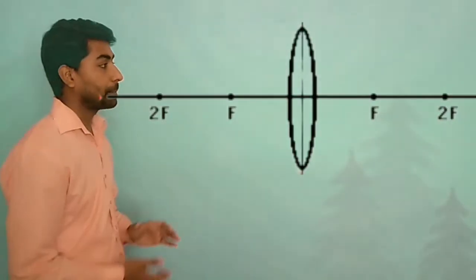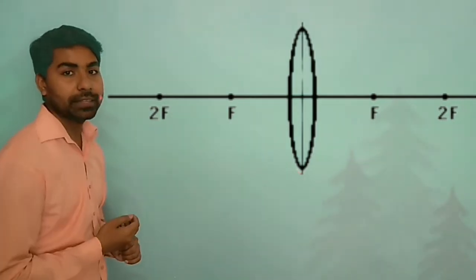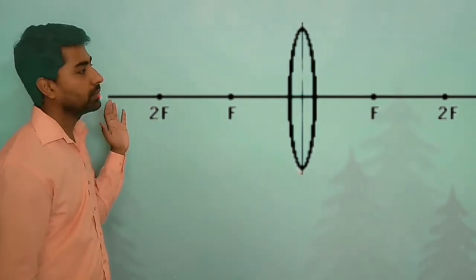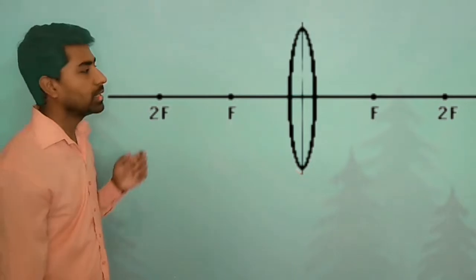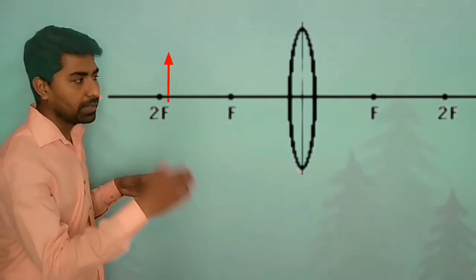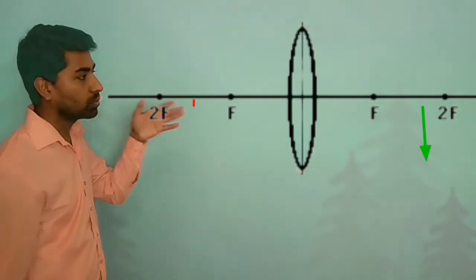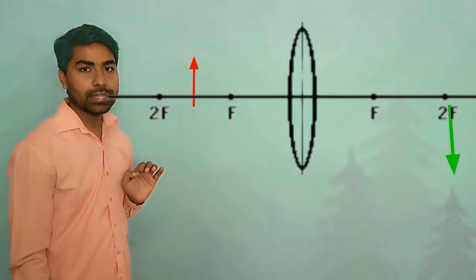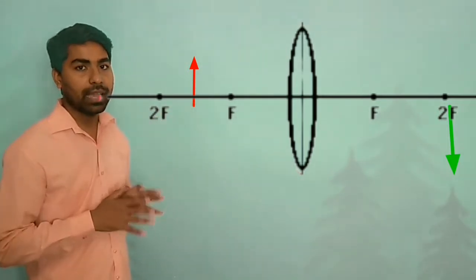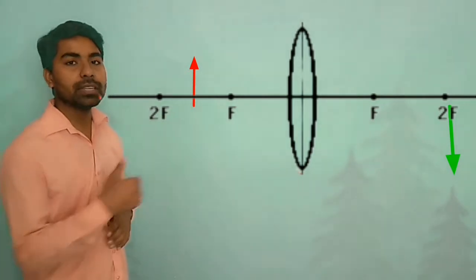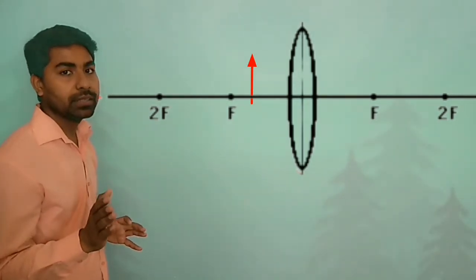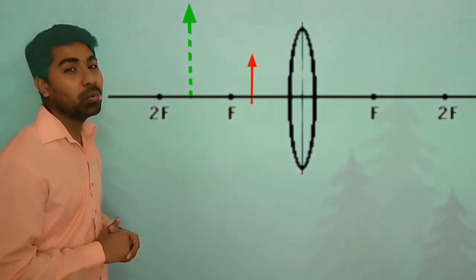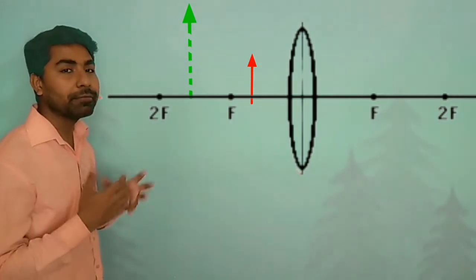Suppose this lens is here, and I am placing an object from infinity. If the object is at infinity, the image will be at focus, but that will be a point image. If the object comes closer, suppose at 2f, the image size increases, and as it comes closer the image size keeps increasing. Up to focus, the image is real and highly magnified. Now suppose the object comes even closer to the lens, like this. At this time, you will see an image magnified compared to the object, but this image will be virtual. And a virtual image can't be formed on a screen.